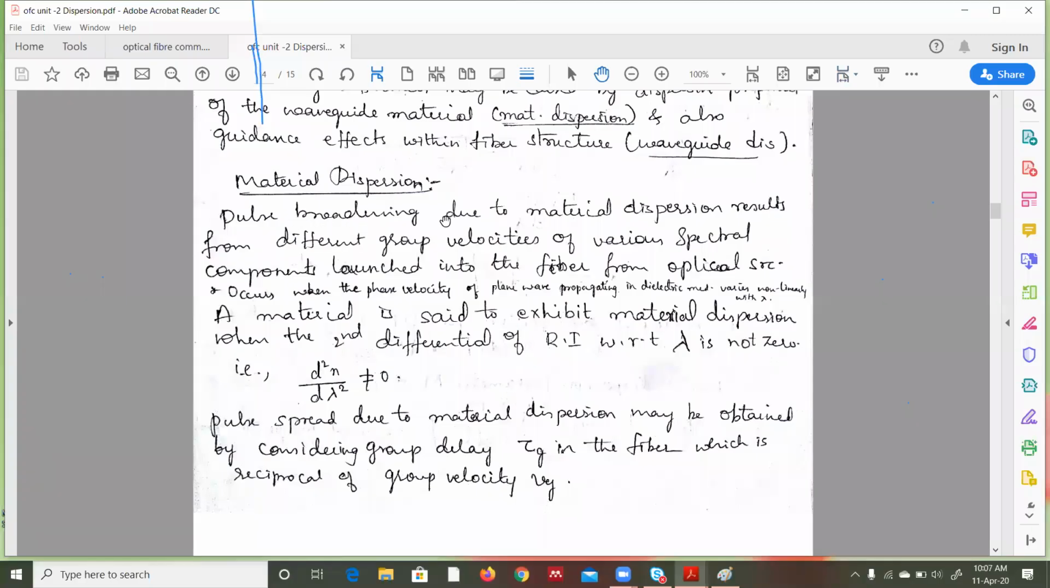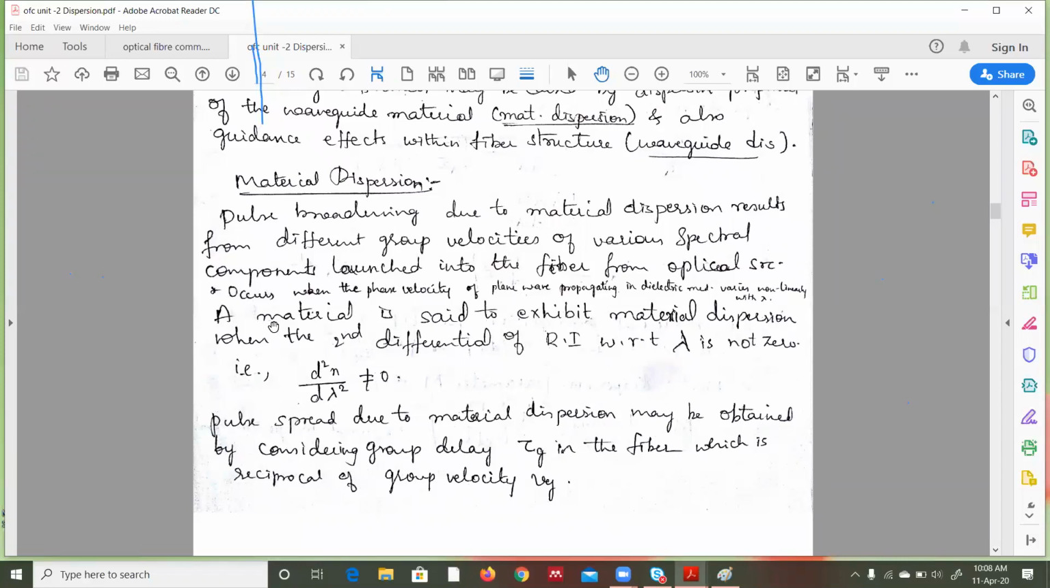So pulse broadening due to material dispersion results from the different group velocities of various spectral components that are launched into the fiber by the optical source. So an optical source such as a laser or LED is going to launch light into the fiber, and that light is constituted of different spectral components, and all these spectral components are not traveling with the same velocity but with different group velocities. Because of this, the pulse gets broadened, and we call it material dispersion.